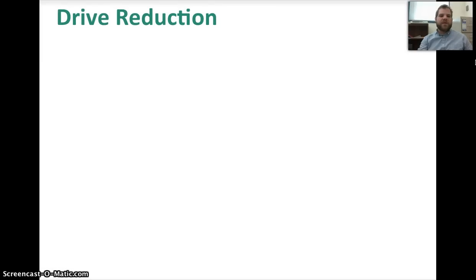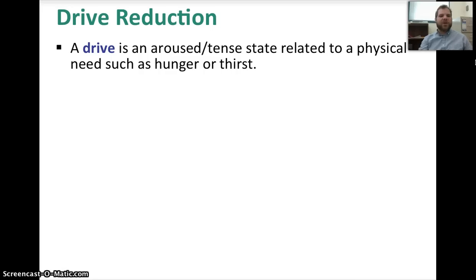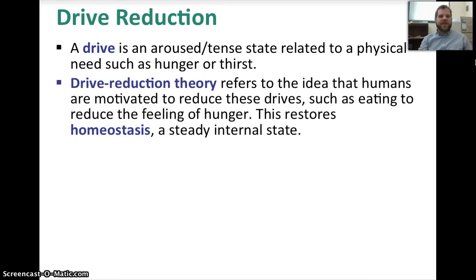Then this instinct theory developed into a little bit more sophisticated theory called drive reduction theory. A drive is an aroused, tense state related to a physical need such as hunger or thirst. And when I say aroused or arousal, I don't just mean sexual arousal, I just mean alertness, readiness. You're kind of ready to go. Drive reduction theory refers to the idea that humans are motivated to reduce these drives, such as eating to reduce the feeling of hunger. This restores homeostasis, which is a steady internal state.